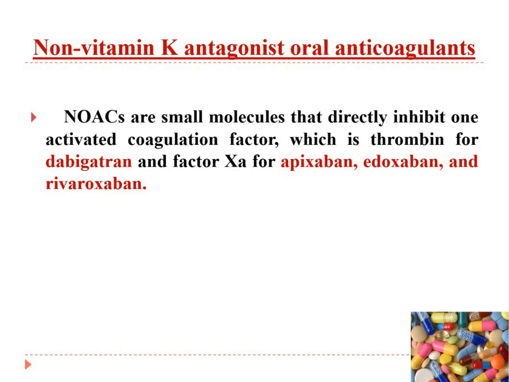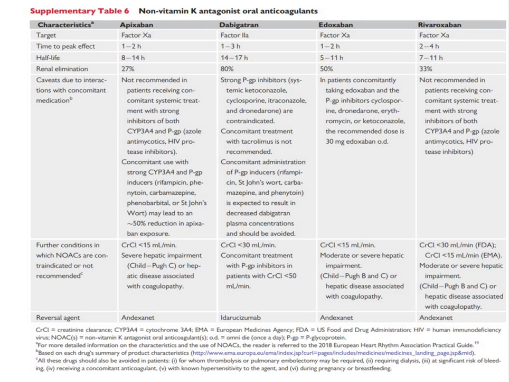Non-vitamin K antagonist oral anticoagulants, or NOACs. NOACs are small molecules that directly inhibit one activated coagulation factor, which is thrombin for dabigatran and factor Xa for apixaban, edoxaban, and rivaroxaban. And please pay attention that only dabigatran has a reversal agent, idarucizumab.